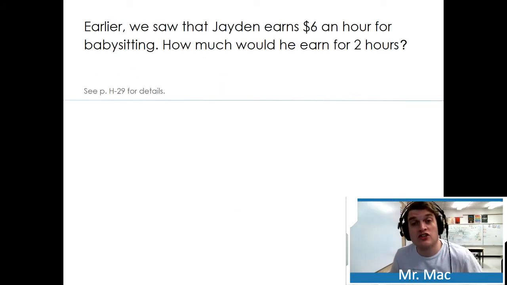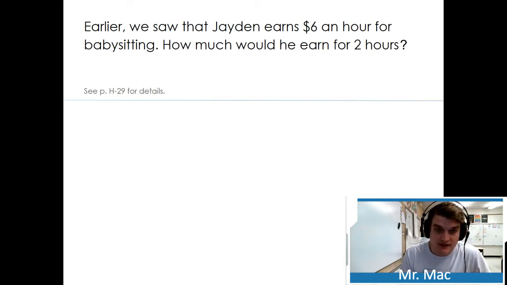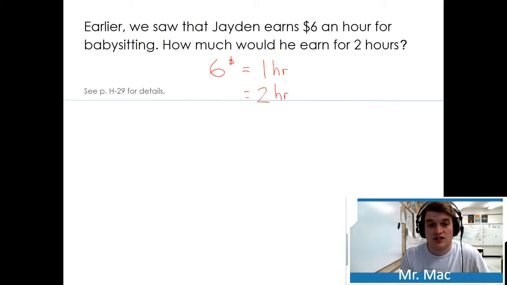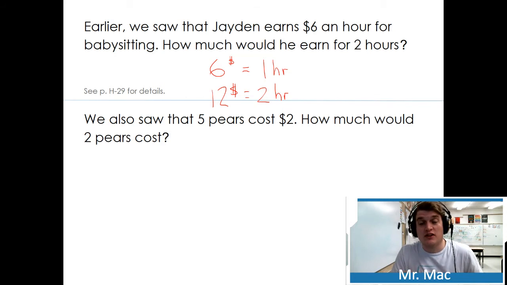Earlier we saw Jaden earned $6 an hour for babysitting. How much would he earn for 2 hours? Well, if $6 he gets for 1 hour, then for 2 hours, we know we just need to double it, $12. We also saw that 5 pears cost $2. How much would 2 pears cost?